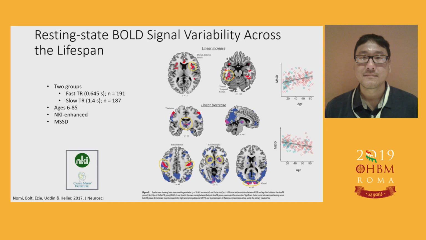Generally, you can see that most areas in the brain decrease in variability across the lifespan. There were a couple areas that did increase here, in the dorsolateral insula and the ventral temporal cortex. But in general, what we see in task and rest is that variability decreases across development and the lifespan.